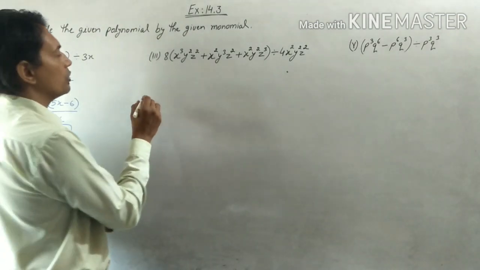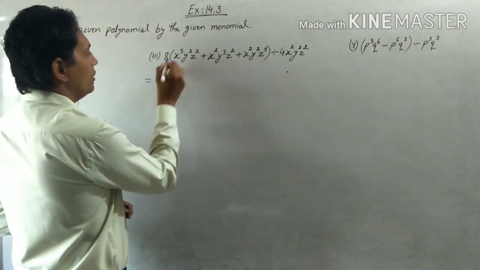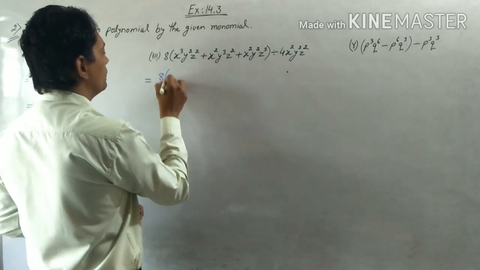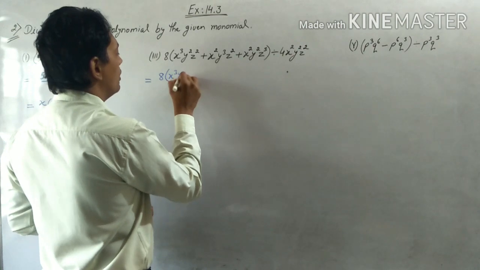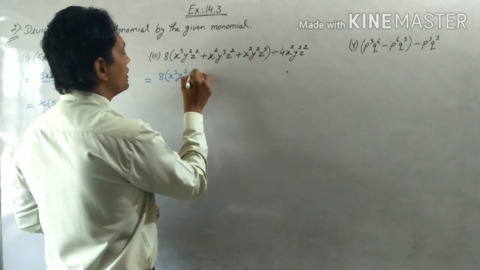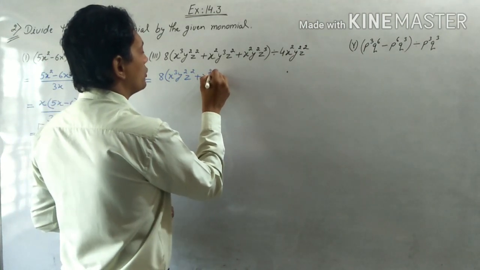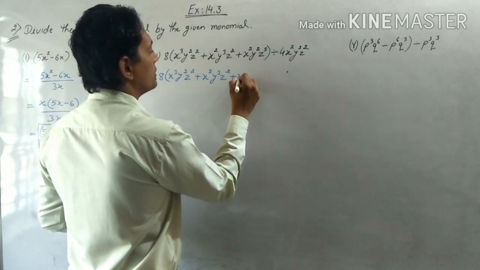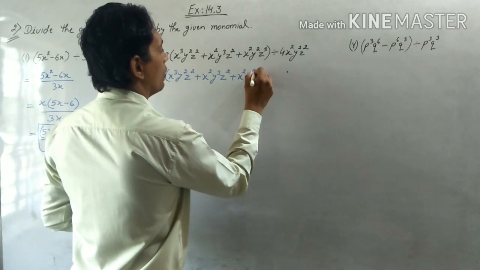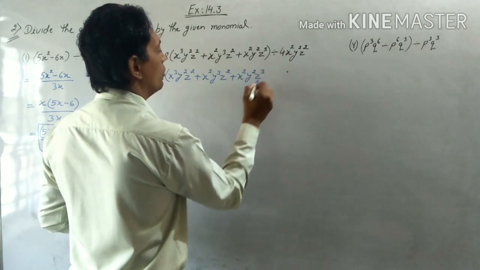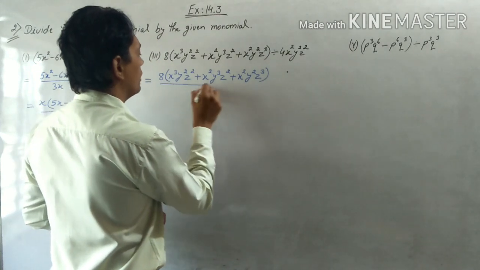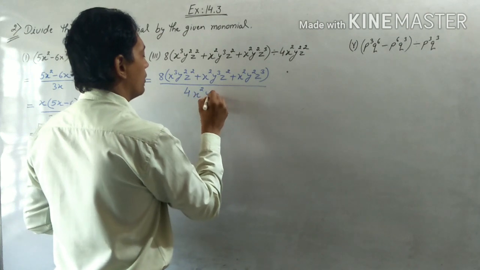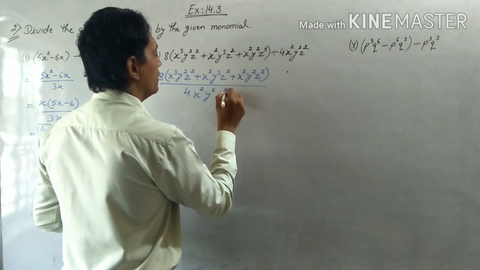We have one more expression here. Again, we need to write it in the numerator and the denominator format. So let's just first write it. 8 into x cubed y squared z squared plus x squared y cubed z squared plus x squared y squared z cubed, whole thing divided by 4x squared y squared z squared.